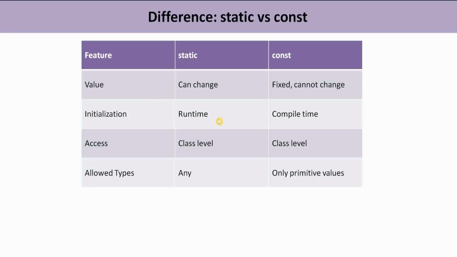Initialization: static can be initialized at runtime, and const is initialized at compile time. And access level, what about the access level? Class level, class level. Allowed types: any type we can initialize with static members, but in constant only primitive values. We can use integer values, any string values in the const keyword.